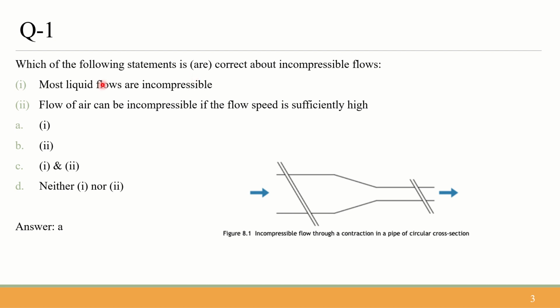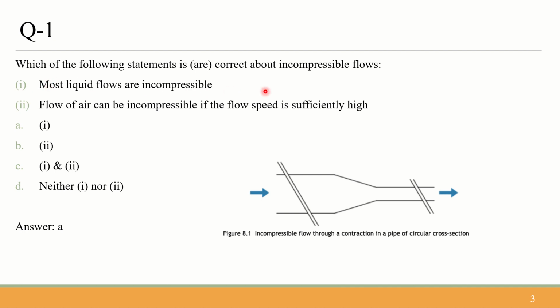The key to that is most liquid flows. It is not that all the liquid flows are incompressible. If it is all the liquid flows, we cannot say that. It can be changed in certain scenarios. In certain cases it can be false also. So here the keyword is most liquid flows are incompressible. This is true. Which is false? All liquid flows are incompressible. If it had been given like that, the statement would have been a false one.